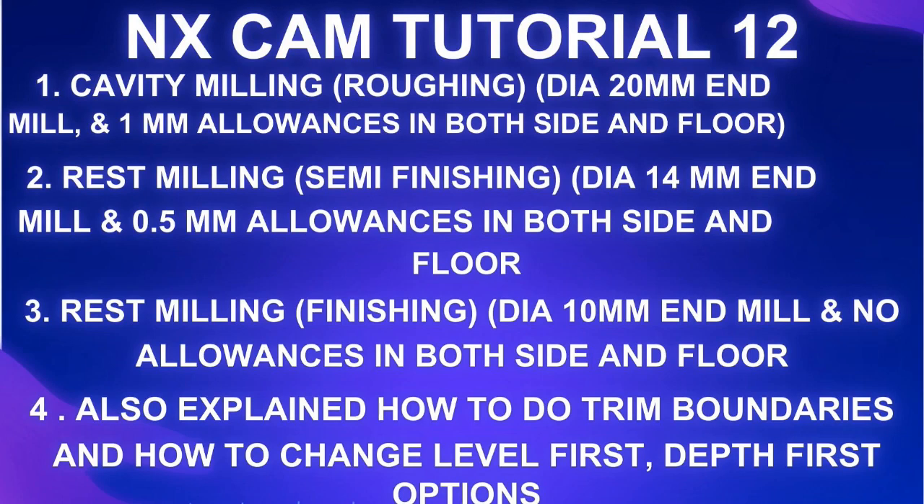Today we will see an NX CAM tutorial: cavity milling roughing, with a 20 mm diameter end mill and 1 mm allowance on both side and floor. Rest milling semi-finishing, with a 14 mm diameter end mill and 0.5 mm allowance on both side and floor. Rest milling finishing, with a 10 mm diameter end mill and no allowance on both side and floor. Also, I will explain how to do trim boundaries and how to change the level first and depth first options.